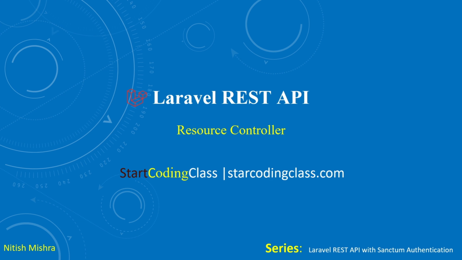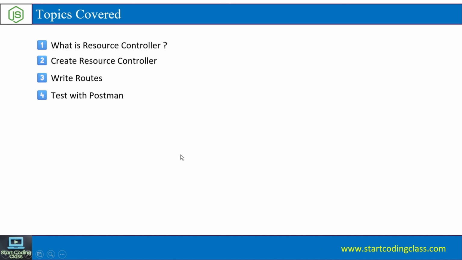In the previous video, we created the database migration, Eloquent models, and prepared the Task model for our task manager API. So now it's time to connect everything together using a resource controller. So let's see what we will cover in this video. First of all, we will learn what a resource controller is and how to create one with the help of the command line, and then we will write the routes for that resource controller, and at the end of this video we will test all the APIs in Postman.